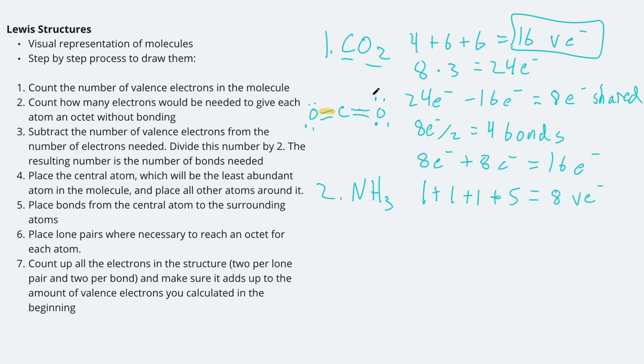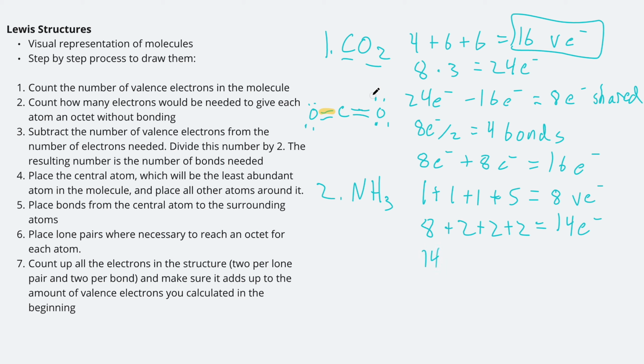The electrons that we need for each atom to get its octet would be 8 for nitrogen, and then hydrogen actually never gets an octet. The most electrons hydrogen can have is 2. So we do 8 plus 2 plus 2 plus 2, and that's the only exception. Hydrogen is the only time that you're not going to use 8 in that calculation. So we need a total of 14 electrons.